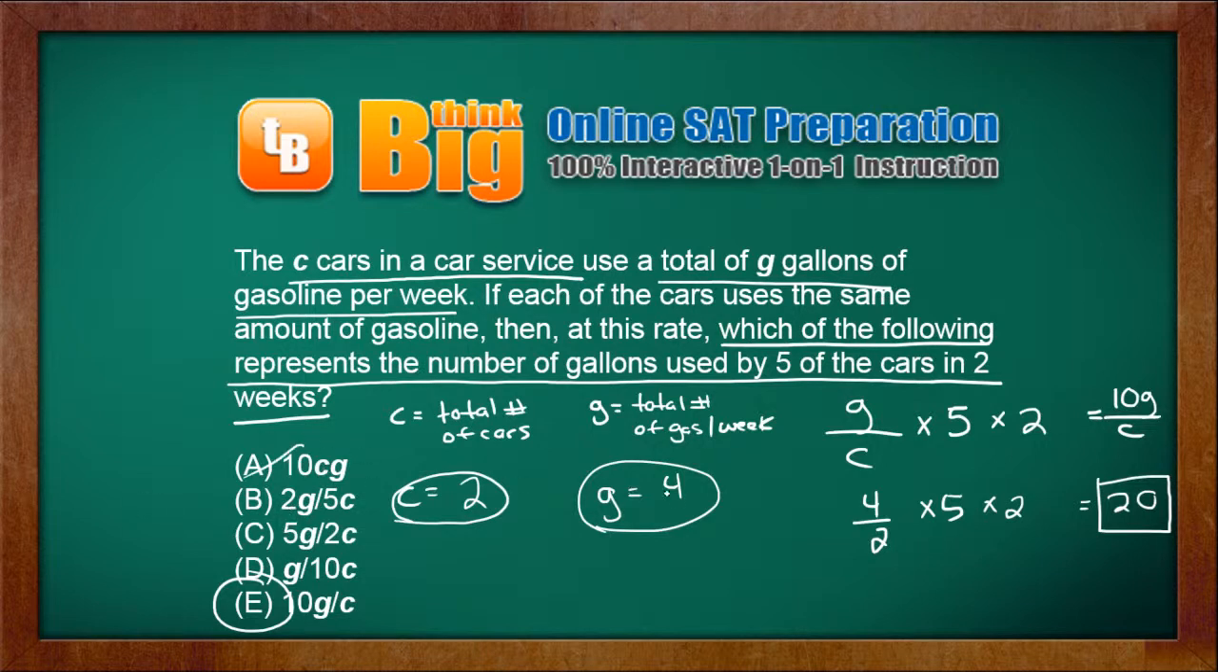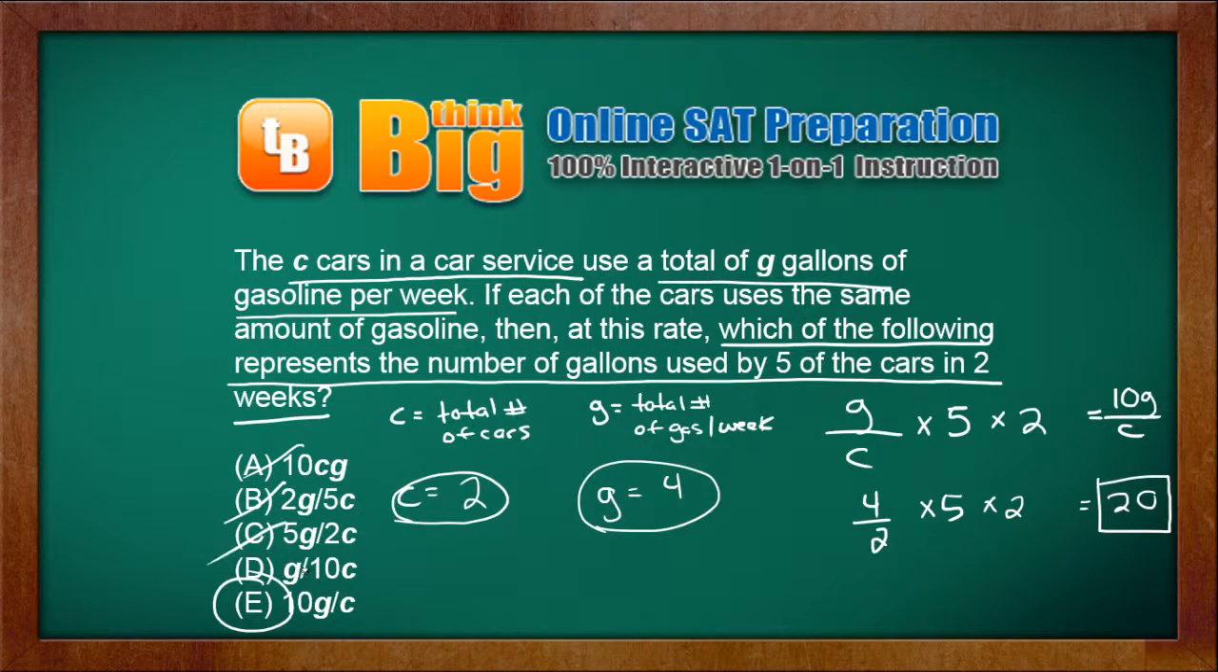2 times 4 is 8, divided by 5 times 2 is 10. 8 tenths, 4 fifths. Is 4 fifths 20? No. 5 times 4 is 20, divided by 2 times 2 is 4. 20 divided by 4 is 5. Is 5 20? No.